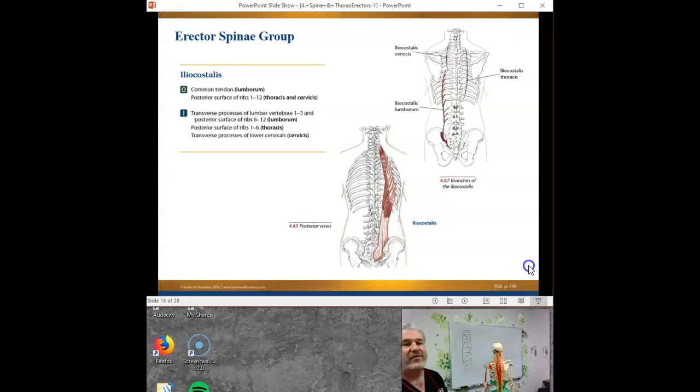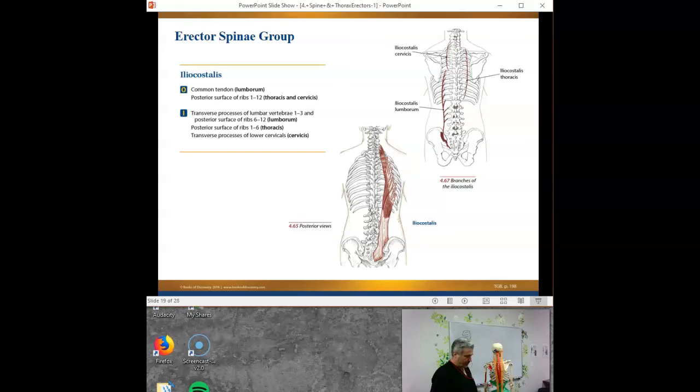Let's talk about the iliocostalis. What are the origins for the iliocostalis? Miss Bolotic. The origins are the common tendon and the posterior surface of ribs 1 through 12.